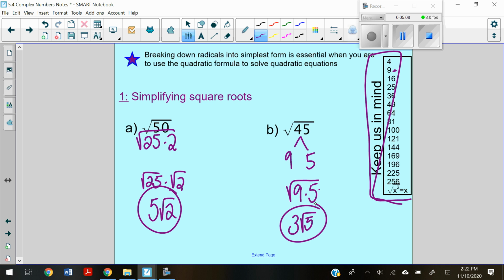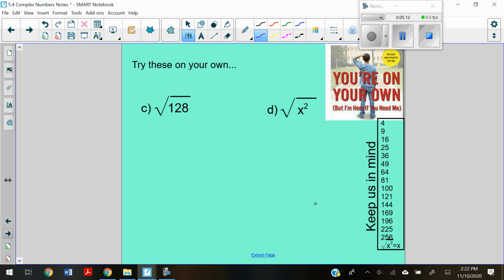All right, let's go ahead and look at our next one. 128. So look at your perfect square roots and see if you have something that divides nicely into the 128. And I see 64 here. Again, you can do your factors out. That's just fine. But if you're pretty decent about your multiplication, you will probably start picking up on these things and what multiplies. So you'll get there.